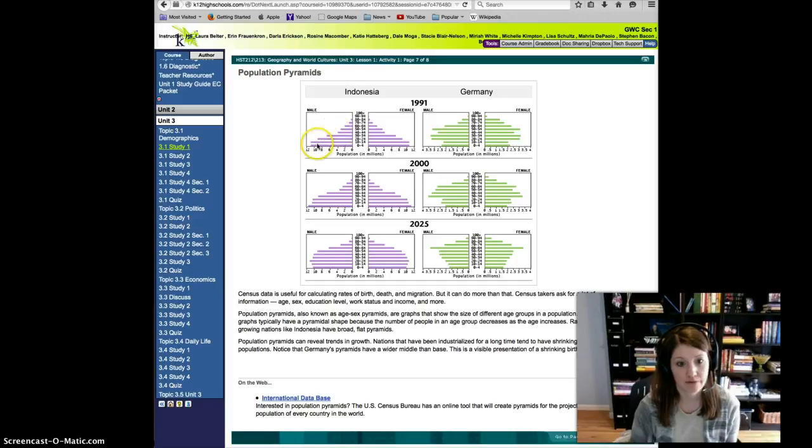So this is like a perfect representation of a population pyramid where the largest group is at the bottom. This means they have fewer children being born. Then it swings out in the middle, and from about 20 to 60 is their largest group of population. Population pyramids can reveal trends in growth. Nations that have been industrialized for a long time tend to have shrinking populations. Notice that Germany's pyramid has a wider middle than base. This is a visible representation of a shrinking birth rate.